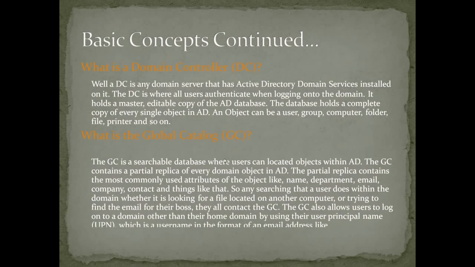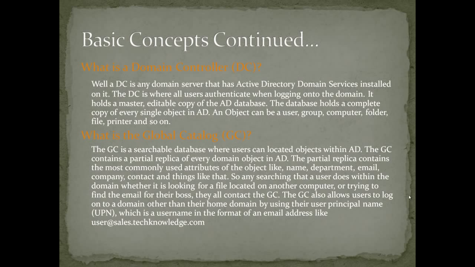Okay, moving on. So what's a global catalog? Well, the global catalog is just a searchable database where users can locate objects within Active Directory. It just contains a partial replica of every object, and the partial replica contains the most commonly used attributes of the object.